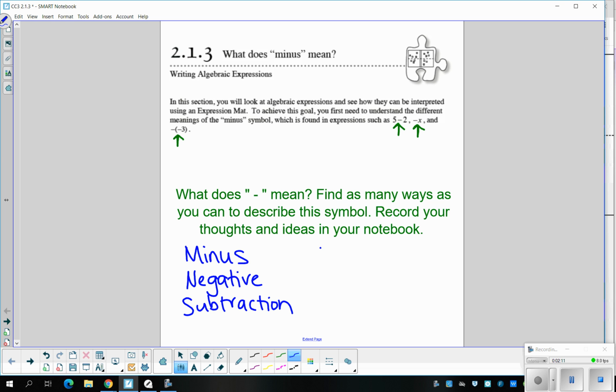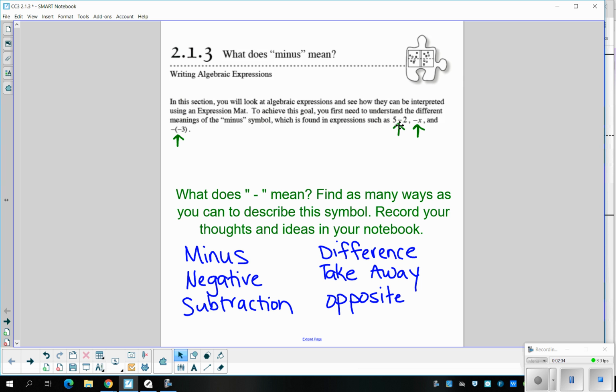It could mean difference, like what's the difference between 10 and 8? It could also mean, like when you first started doing subtraction, you would say like 5 take away 2. Or it would even mean opposite. So it's like the opposite of 4. So the opposite of 4 is going to be -4.